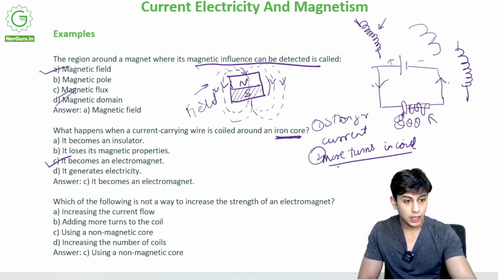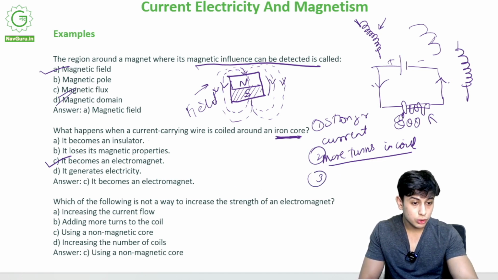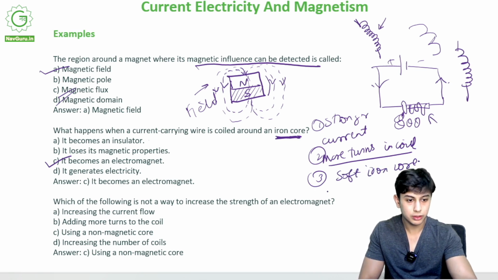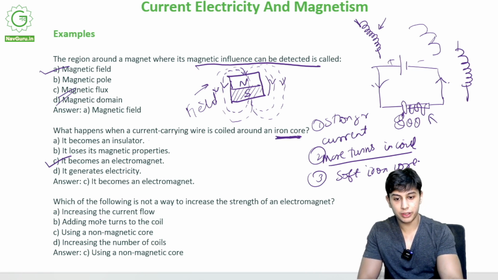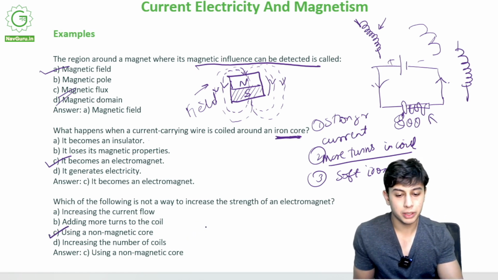And this material should be soft iron core. So increasing the current flow, yes. Adding more turns, yes. Using a non-magnetic core, no. Using a non-magnetic core won't help, it will not become an electromagnet.